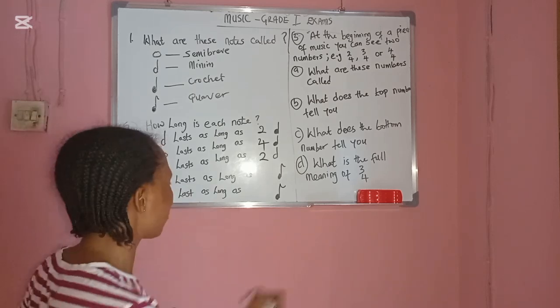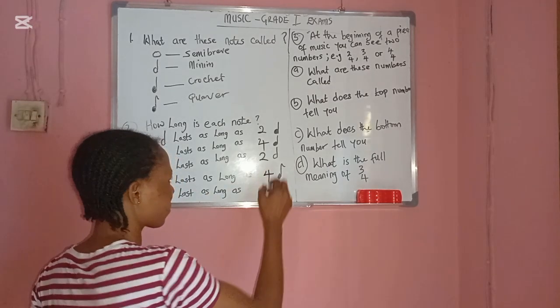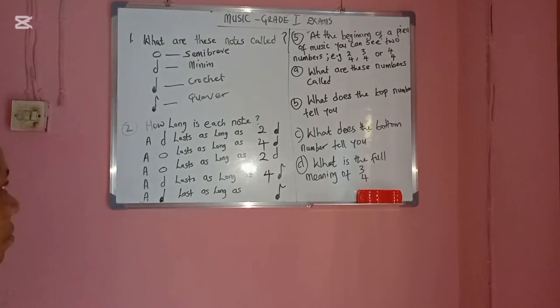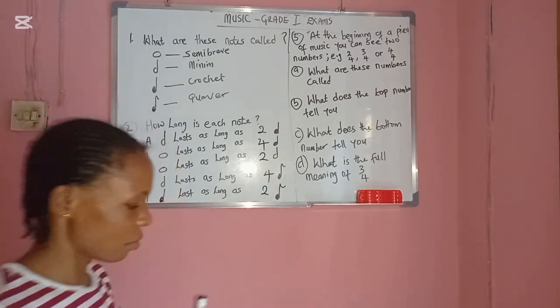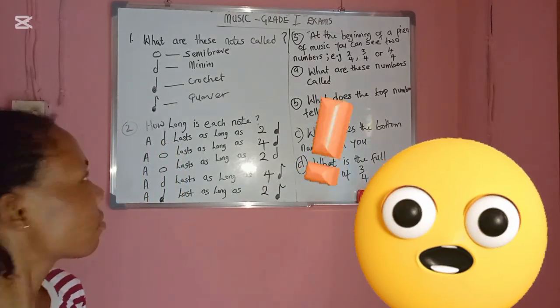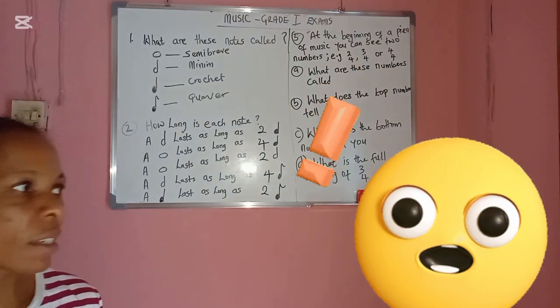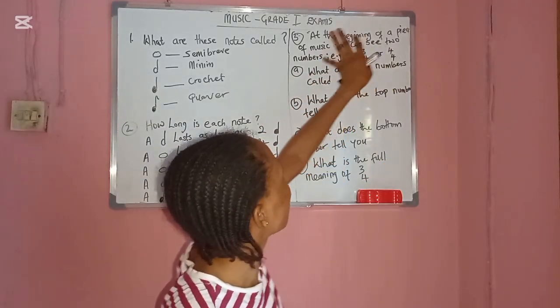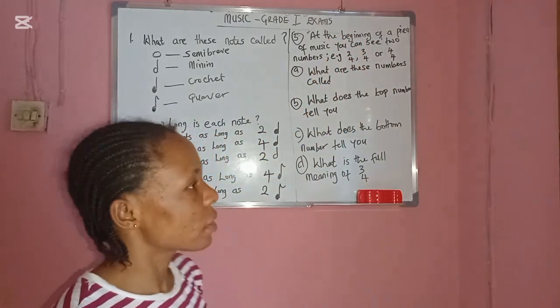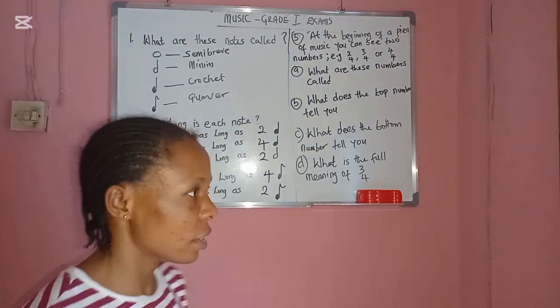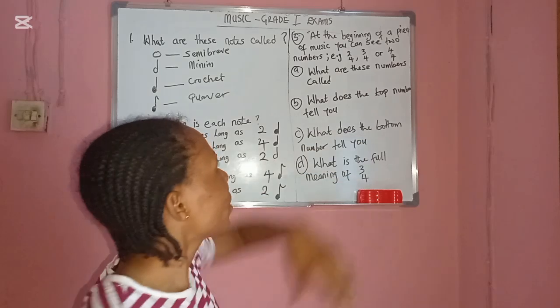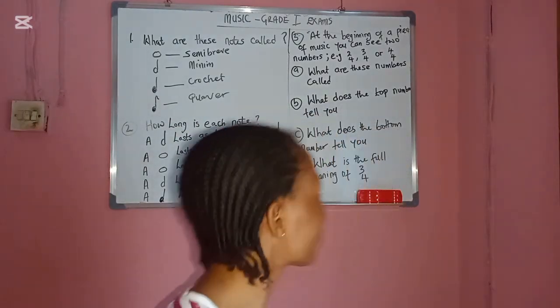Minim will last as long as, and crotchet will last as long as 2. Did you get it correctly? At the beginning of a piece of music, you can see 2 numbers. Example 2 4, 3 4, 4 4. Now answer the questions. What are these numbers called?